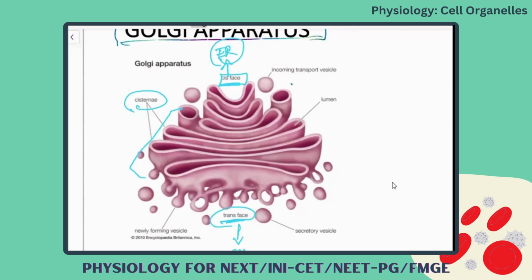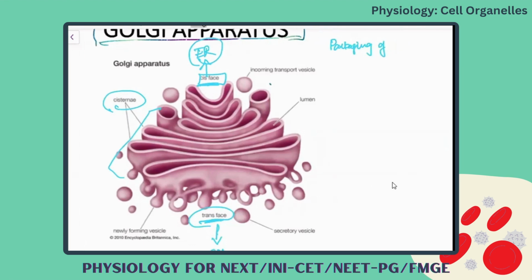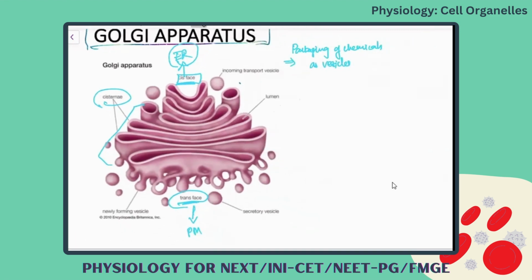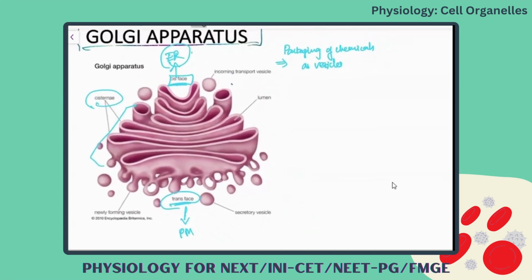Why do you have to consider these two? Based on the cis face and trans face, we are going to see the function of the Golgi apparatus. So the main function of the Golgi apparatus is packaging of chemicals as vesicles. Whatever is newly synthesized by the endoplasmic reticulum is packed, and the pouch-like structure is given by this Golgi apparatus.